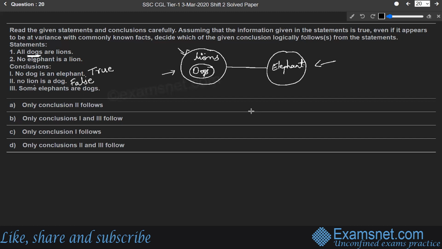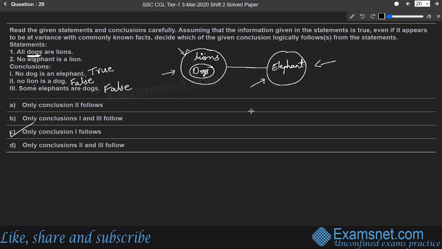Now moving to the third conclusion. The third conclusion is some elephants are dogs. You can see that elephant is again a separate animal. It has no relation with lions or dogs. So again, some elephants cannot be dogs. So it is also false. So for this question, the conclusion that follows is only the first. So the correct option will be option C, that is, only conclusion first follows.